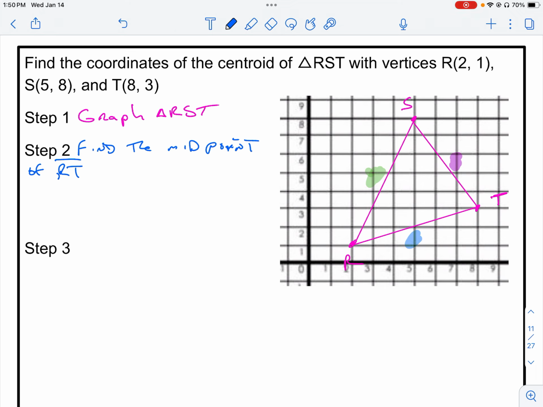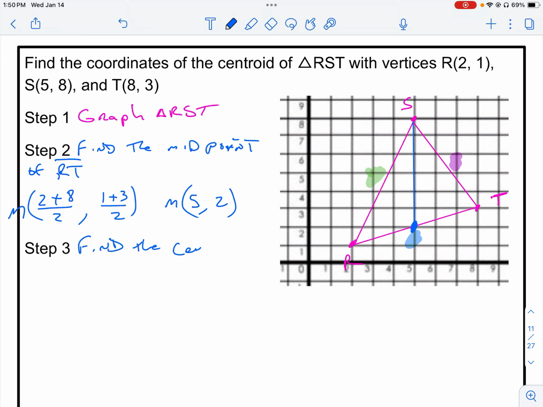So the midpoint of RT is 2 plus 8 over 2. We're going to use the midpoint formula. 1 plus 3 over 2. So 2 plus 8 is 10 divided by 2 is 5. 1 plus 3 is 4 divided by 2 is 2. So the midpoint is at 5, 2. Right there, right where we thought it would be. So we have a vertical line.